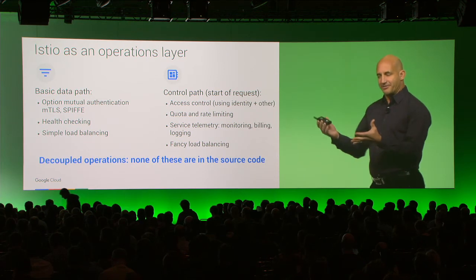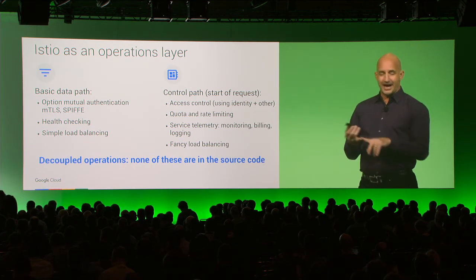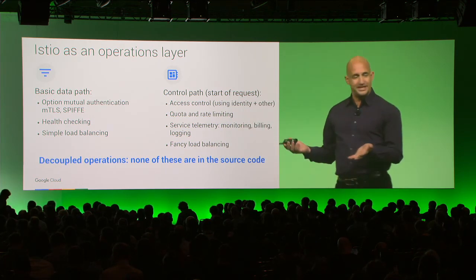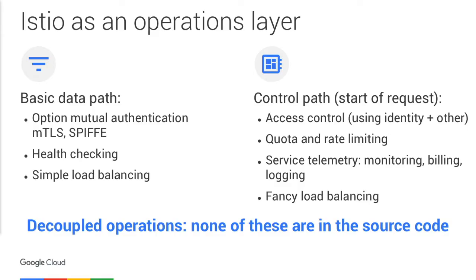On the control path, which you can think of as the start of a request arrives, what do we do with it? Now we can do access control, and it can be based on layer 7, layer 4, identity, whatever we need. It's also how we enforce quota, if you want quota for certain other services, or rate limiting. If you want to collect data, like what is the actual SLO delivered for this service, we can do all that telemetry in the proxy and tell you for every service with no service changes, what is its actual latency profile. And finally, you can get some quite fancier load balancing or even API management.